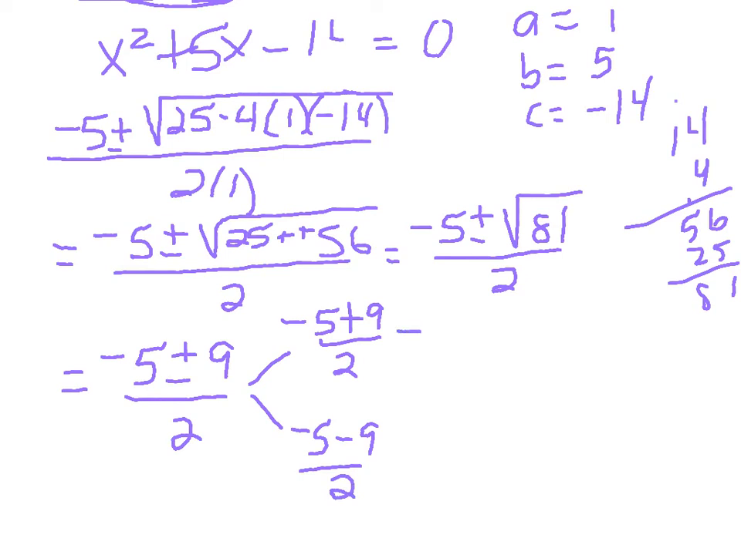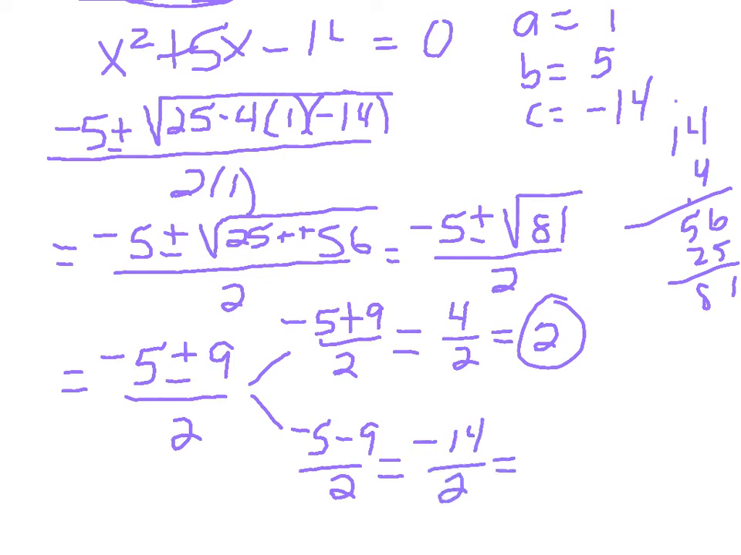Back up to this one. Negative 5 plus 9 is 4 over 2, which comes out to be 2. The bottom one, negative 5 minus 9, is negative 14 over 2 equals negative 7. 2 roots, exact. No square roots at all, because we took the exact square root of 81. Alright, one more.